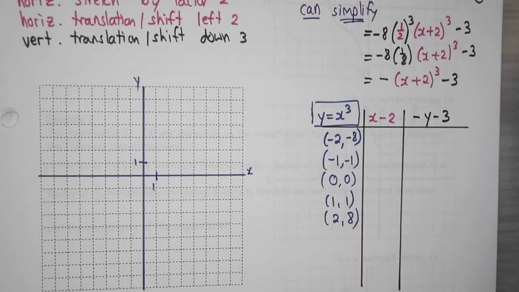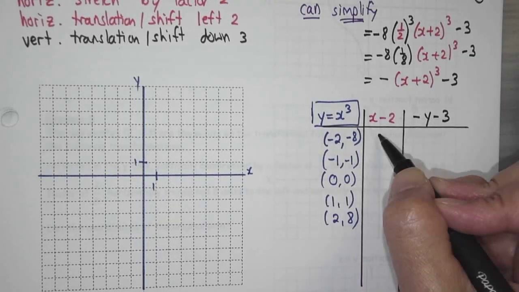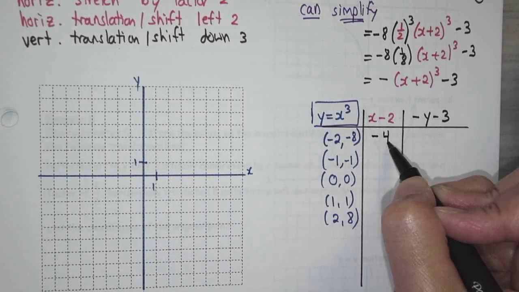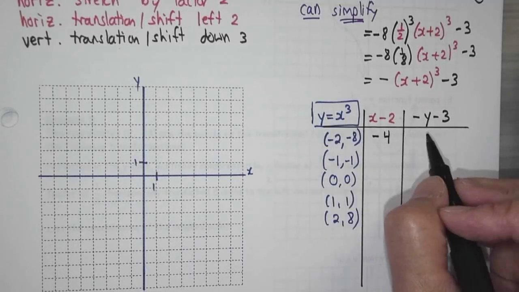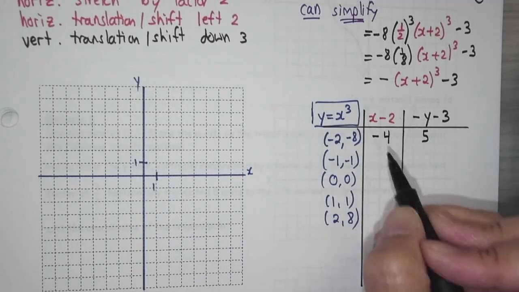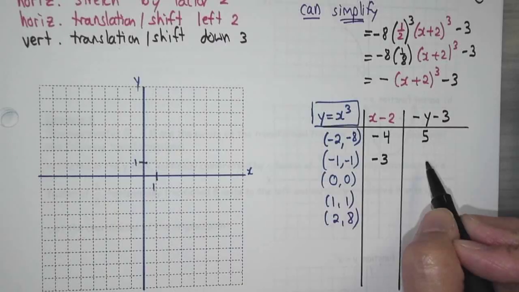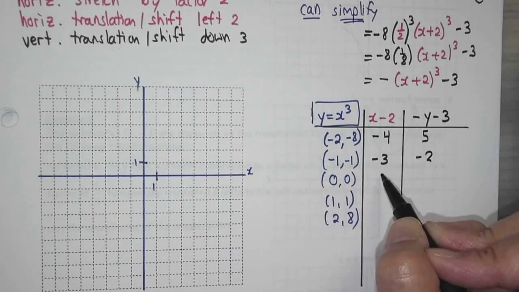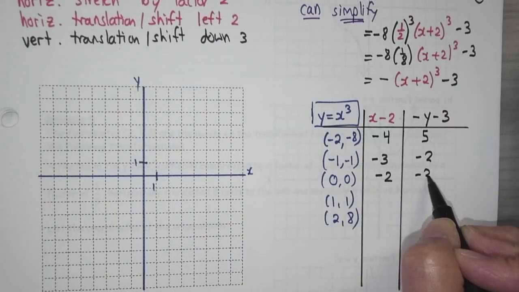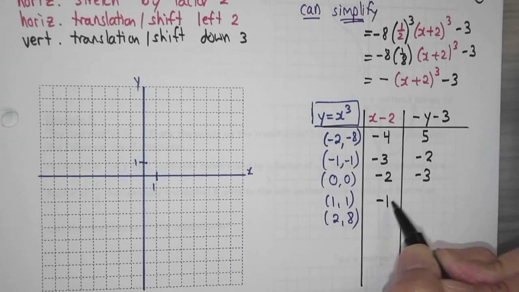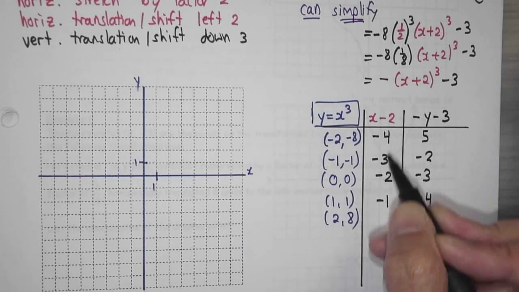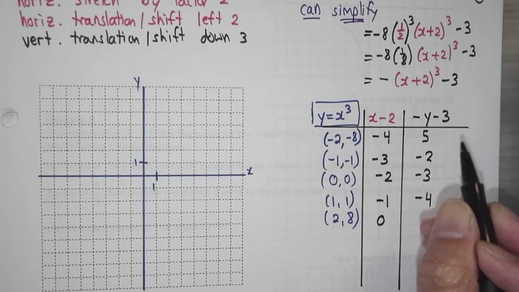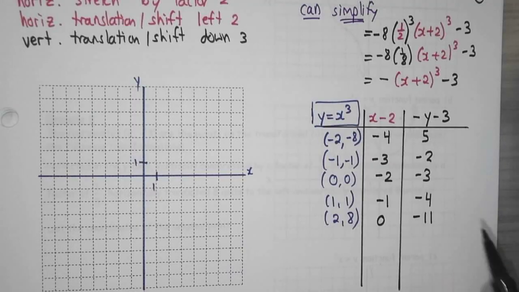Okay, so when I put my points in, negative 2, this would give me negative 4. Negative 3, negative 2, 0 is negative 2, negative 3, negative 1, negative 4, 2 minus 2 is 0, negative 11.